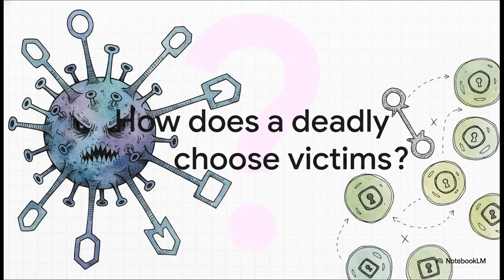How does a deadly virus actually choose its victims? Because it doesn't just smash through the cell walls like a wrecking ball. It actually needs a key, a very specific key that fits an exact lock on the cell's surface. Our culprit today is the Infectious Bursal Disease virus, or IBDV for short. Now, for years, scientists knew exactly what this virus did, but the exact molecular lock it used to get inside, that remained a total mystery.